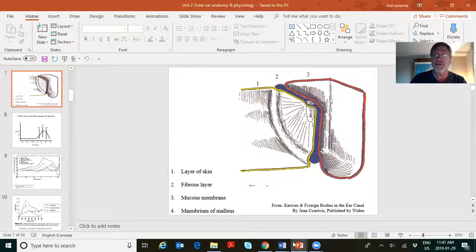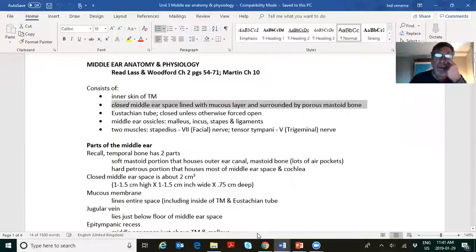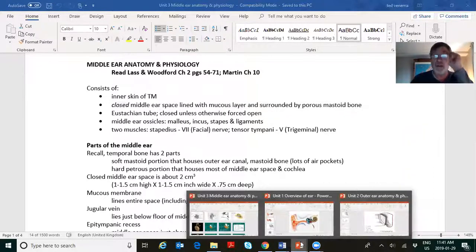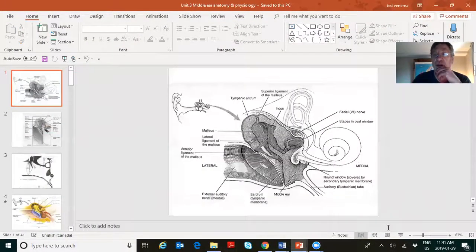All right, good. Now we will go to the notes of the middle ear again. What else is unique about the middle ear? The middle ear space is closed. It's a closed room, slightly smaller than a sugar cube, about the size of the tip of your finger. It's just a closed space, and the space is lined with mucus layer surrounded by porous mastoid bone. Let's see if we can find a picture of that. I'm sure we can. You've seen this one before. So let's look at it.